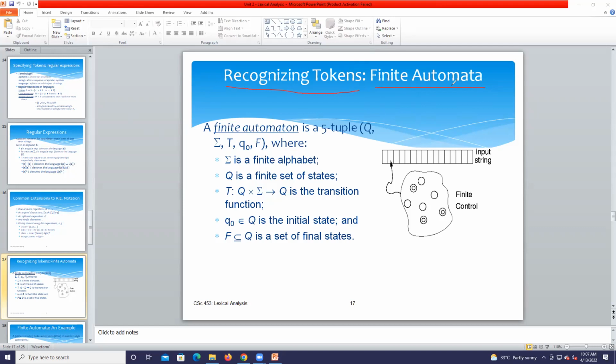It may come in MCQ type questions, like: for specifying the tokens, we need dash dash, and for recognizing the tokens, we need dash dash. So for specifying tokens, always remember regular expressions are required, and for recognizing the tokens, finite automata is always required.